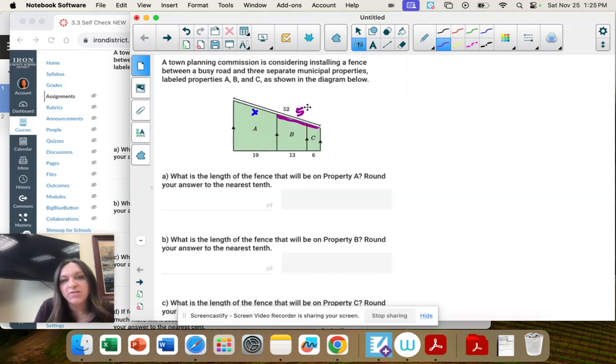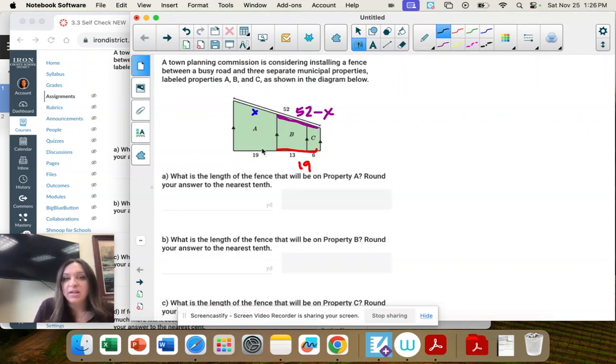So this is 52 minus X. And then we'll combine these to be 13 plus 6, which is 19. And I'm combining them because I have to use the full length. I have to use the 52. I can't just say, well, I don't want to do C right now, because then we would have to get in another variable. And we only want one variable. We just want X. So that's why I'm combining B and C.